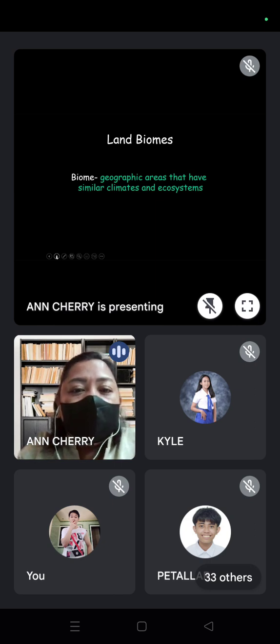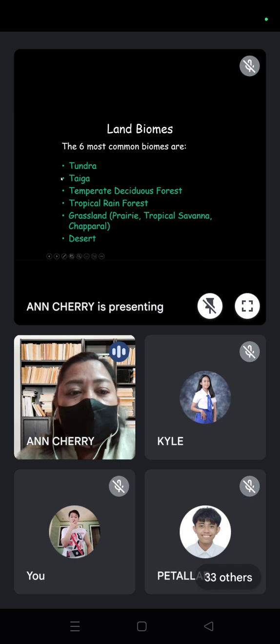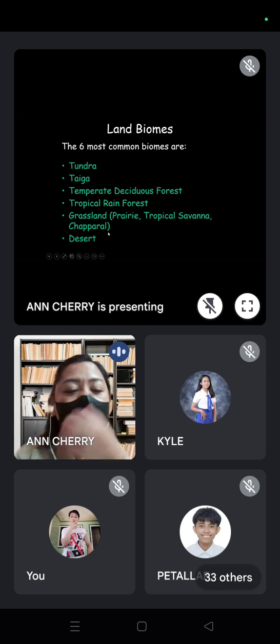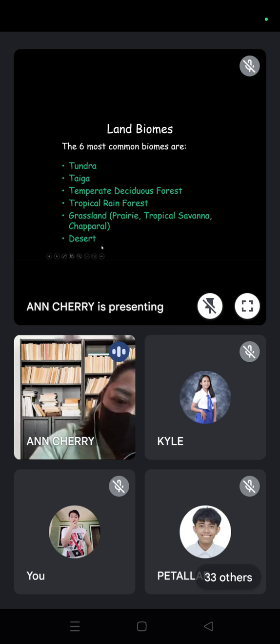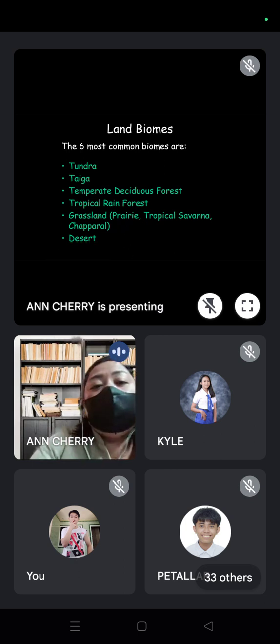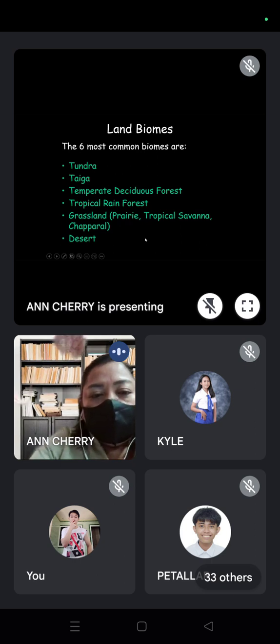So there are 6 most important biomes: the tundra, the taiga, temperate deciduous forest, tropical rainforest, the grassland, and the desert. So grassland can be a prairie, tropical savanna, or they can be called as chaparral. No? So it depends kung asa siya na locate.